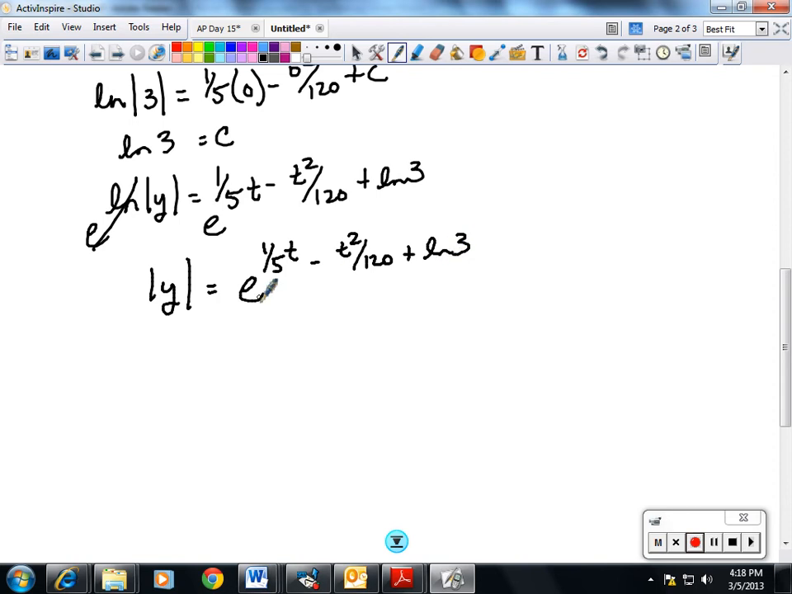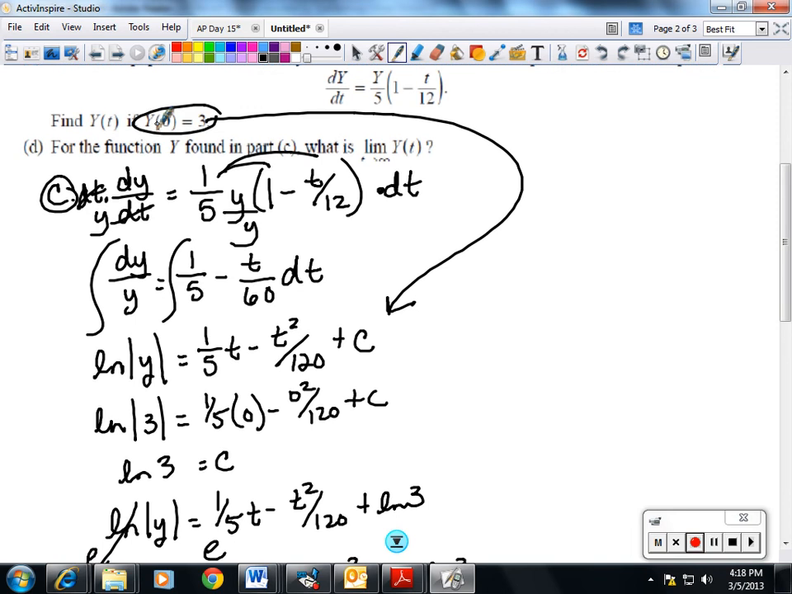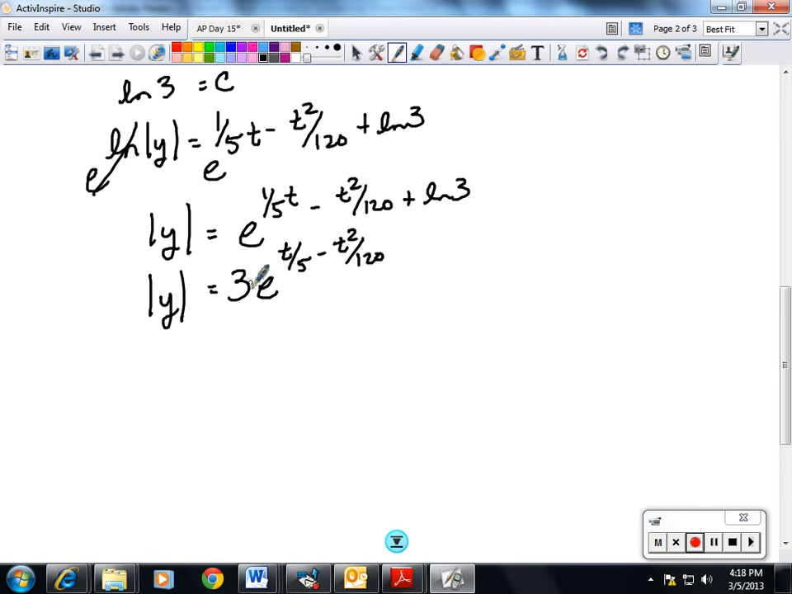The natural log and the e will cancel, and it's going to move to the front. It's going to be 3e to the t over 5 minus t squared over 120 equals the absolute value of y. Now I need to figure out if it's going to be plus or minus. Well, my initial condition has a positive value, so in order to give me a positive 3, it's going to have to be plus. If this is 0 and it's 1, it's going to have to be a positive. And that was part C.